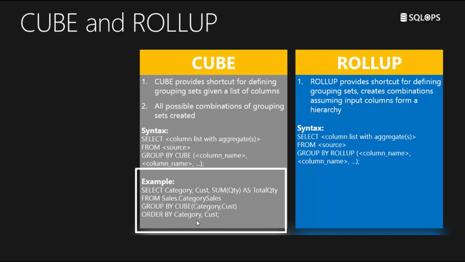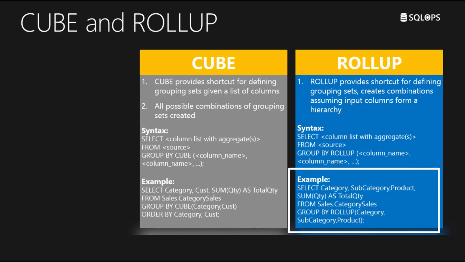And the output groupings will be category and customer, customer and category, just the customer, just the category, and the aggregate of all the rows. And if you need to group on combinations of category, subcategory, and product columns, you can use the ROLLUP subclause like we did here. And the output groupings will be for the combinations of category, subcategory, product, category and subcategory, category, and finally the aggregate of all the rows.